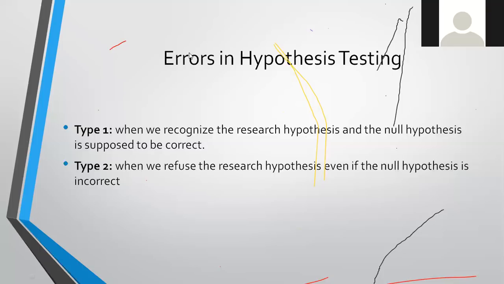Then the type 2 error is when you fail to reject the null hypothesis even though it is not correct. There are some researches that you carry out where you know that the null hypothesis you have stated is not correct, and you are still not rejecting it. That is type 2 error. Is that okay?